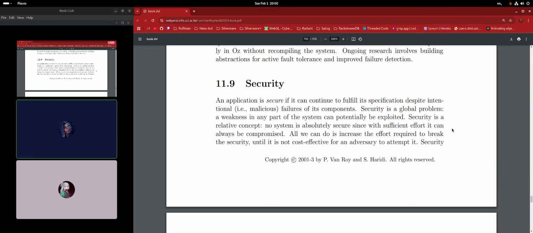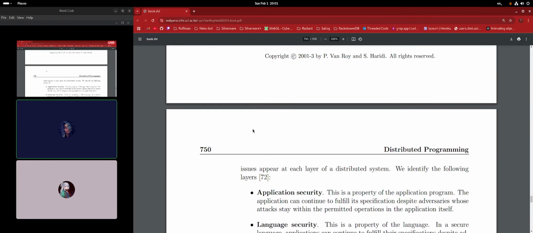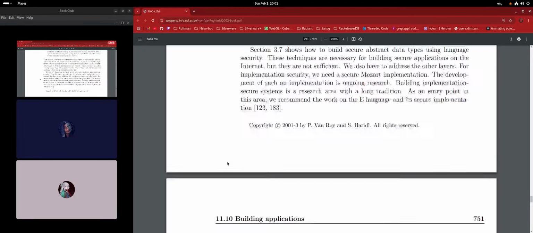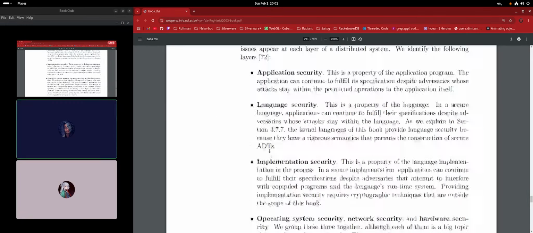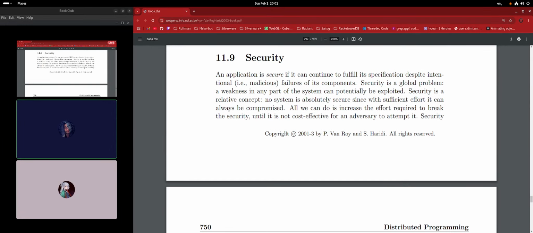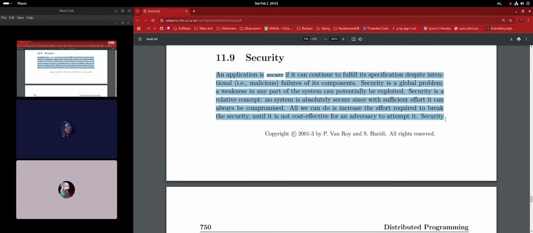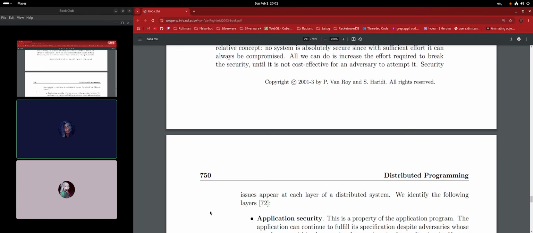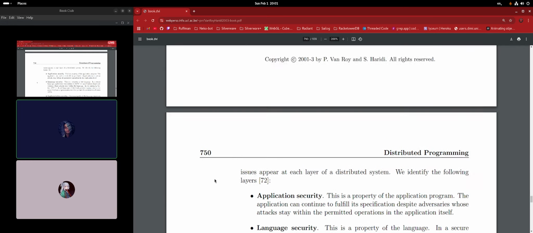An application is secure if it can continue to fulfill its specification despite malicious failures of its components. Security is a global problem. A weakness in any part of the system can potentially be exploited. Yeah, and this is a very short section. It's already done. But this would be way harder if they mentioned quantum computing or something. But I guess at the time it wouldn't make sense to talk about that.